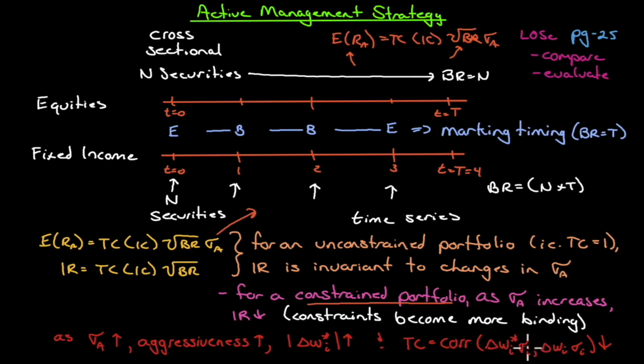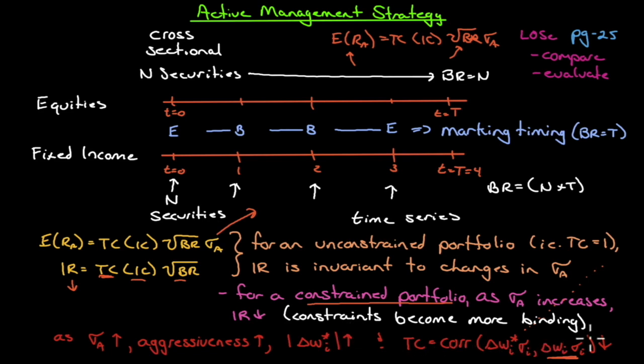And that makes this correlation drop even more, because this is reality. So the more fantasy you think you can build into this, the less correlation there is between these. The transfer coefficient drops. There it is right there. The transfer coefficient drops. These two things will remain the same. The information ratio drops. As active risk increases, aggressiveness increases, the absolute value of the active weights increase.